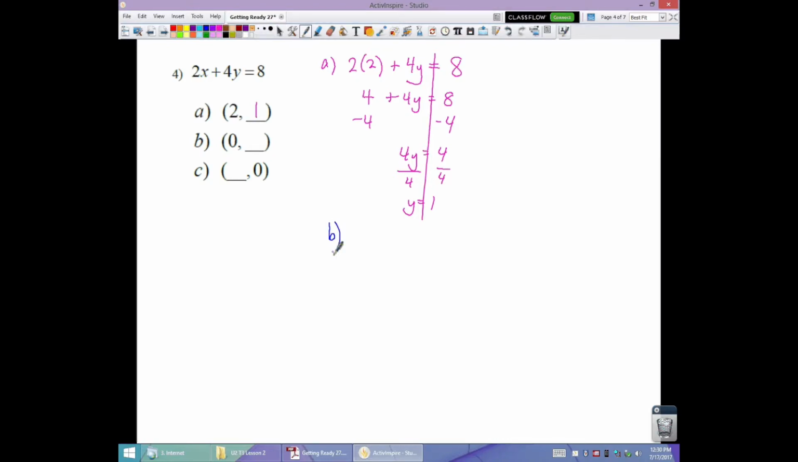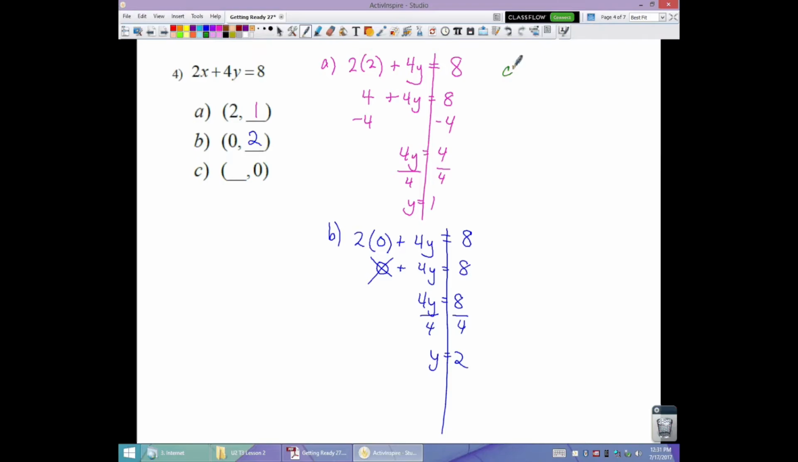Question B. This time we substitute 0 for x. Keep y a variable. Set it equal to 8. 2 times 0 is 0. And if we remember from the last problem, we do not really need to show that step where we subtract 0. It's just adding 0 doesn't do anything. So we really have 4y equals 8. Divide both sides by 4. y is equal to 2.